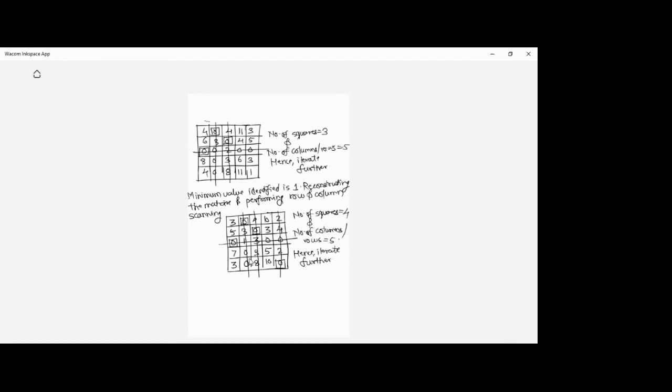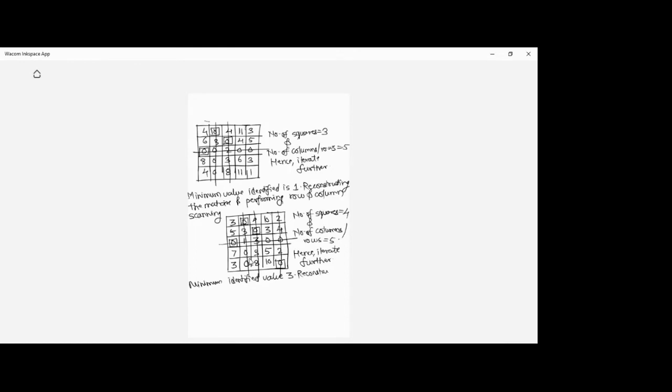So when we are going to iterate further, we identify the minimum value here. The minimum identified value is how much? It is 3.